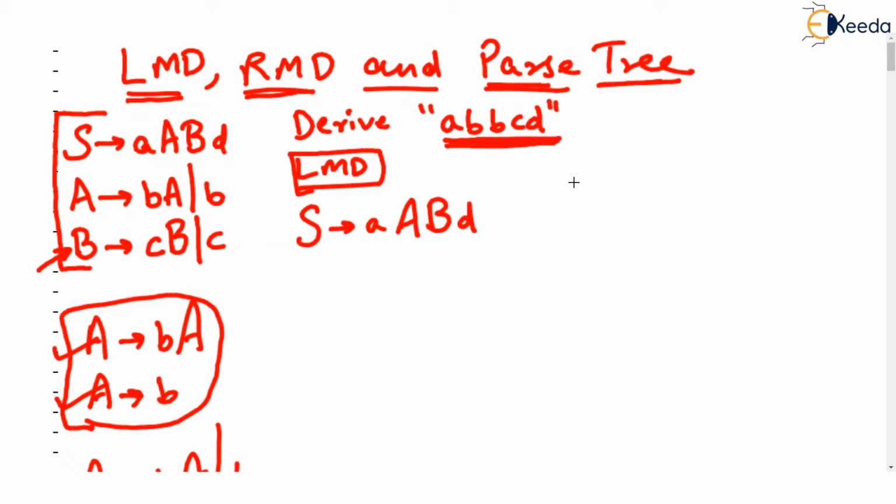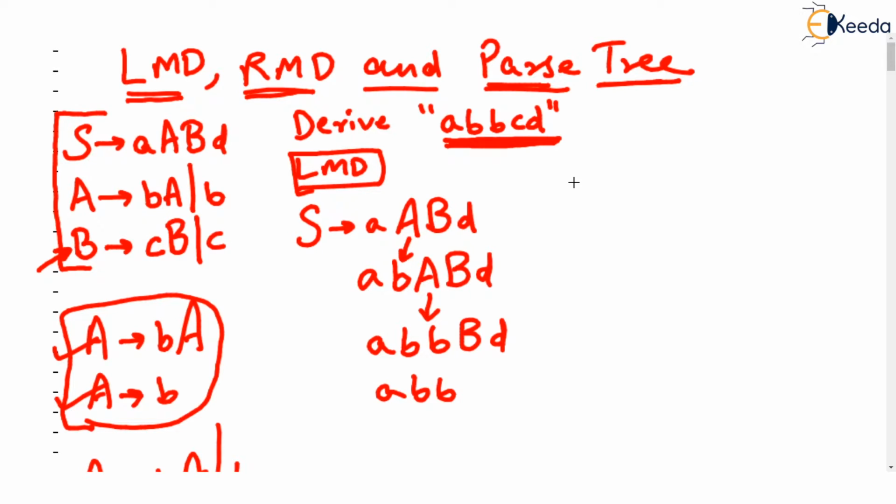We already saw this in the previous video. We will start with the start symbol and then we will replace A with BA, correct? This B and D remain. Then we will replace this A with single B, correct? And BD remains. And finally, we will replace B with single C, and that's the string that we wanted.